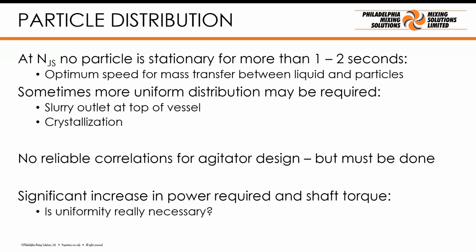So at NJS, no particle is stationary for more than 1 to 2 seconds, and it's the optimum for mass transfer. But sometimes we need more uniform distribution. If the slurry outlets at the top of the vessel, and certainly in crystallizers, we want to have a more uniform solids distribution, so the growth rate onto the particles is homogeneous throughout the batch. So there are less reliable correlations for agitator design, but we have to do it, and it does result in a significant power increase.